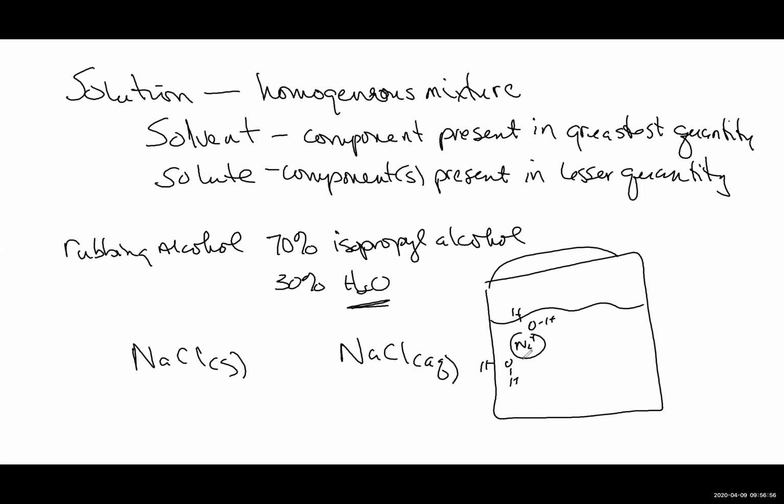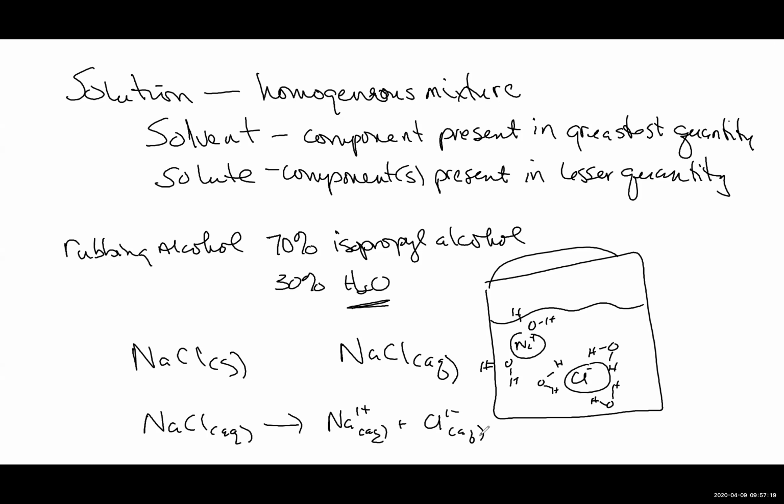I can't draw them all in there. And you'd have chloride ions also surrounded by water. What's important to note is that when you have this, the sodium ions and the chloride ions are not really attached to each other anymore. When you write sodium chloride aqueous, what you really have is sodium ions surrounded by water and chloride ions surrounded by water. The sodium and the chloride dissociate from one another. And so this is going to be important, and I'll show you how as we go through a few examples.